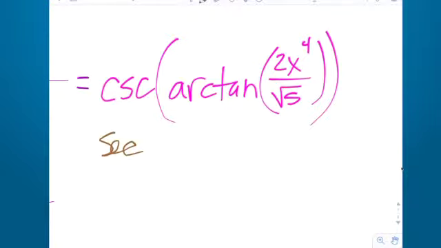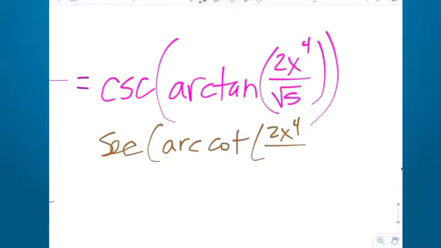Secant and arc cotangent or inverse cotangent. Yeah. So I will always choose the simplest ratio. Remember, there are 6 ratios you can pull off, but the simplest ratio is always the power of x over the constant. The power of x over the constant. So that's what you should shoot for. Okay?